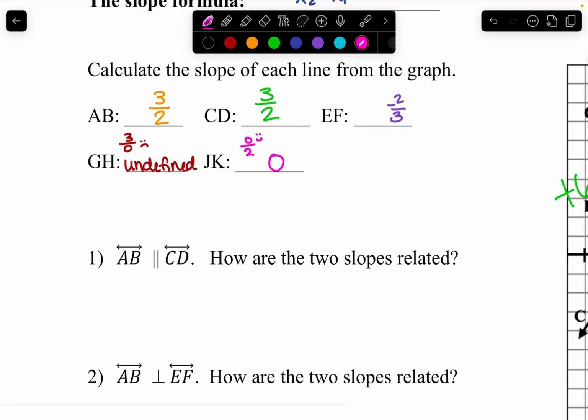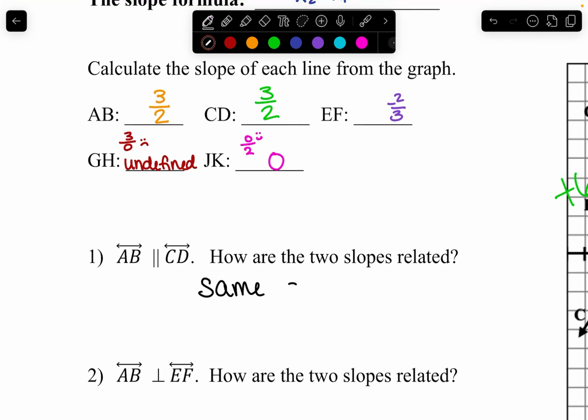It's telling us that line AB is parallel to line CD. How are the two slopes related? Well, if you look at AB and CD slopes, you'll see that they're the same. So we know that parallel lines are going to have the same slope.